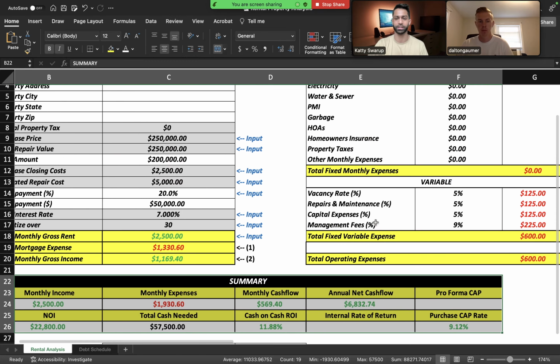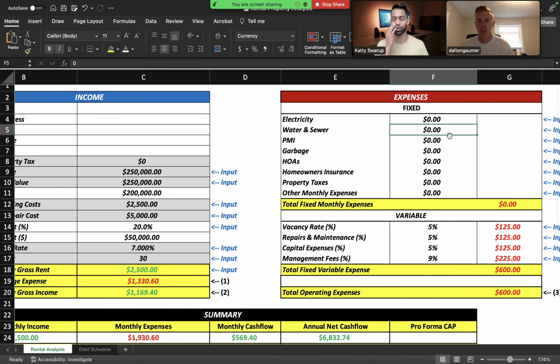All right, so just hypothetically, let's plug in some numbers so we can walk through this section of the spreadsheet. Let's say a property in Dallas, Texas, for $250,000. Typically water and sewer, if we had to pay this, is a quarterly thing. So we'll say $180 a quarter, so $60 a month. Okay, perfect. And then electricity is going to be paid by the tenant. PMI, we're putting over 20%, so none. Garbage, I'm assuming it's taken care of by the HOA.